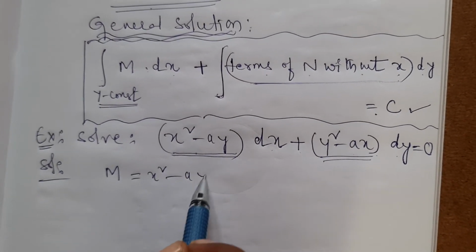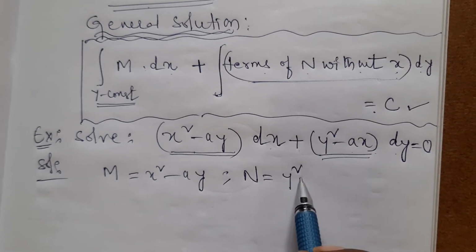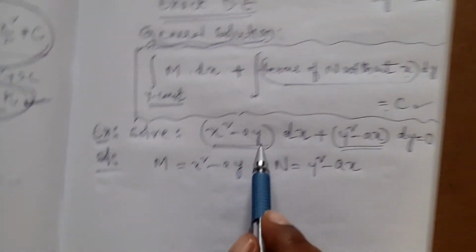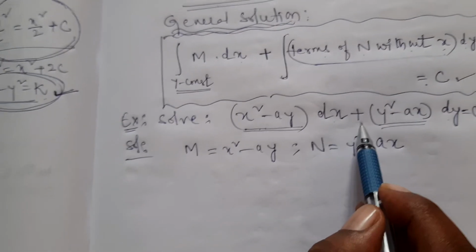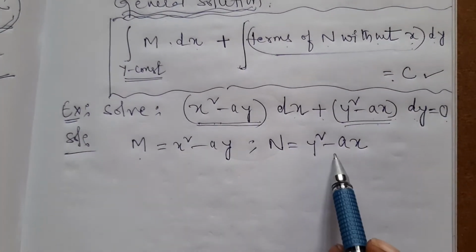X square minus ay. And what is the n value here? Y square minus ax is the value. Since this is in the form m into dx plus n into dy equal to 0, this is the m value, and this is the n value.